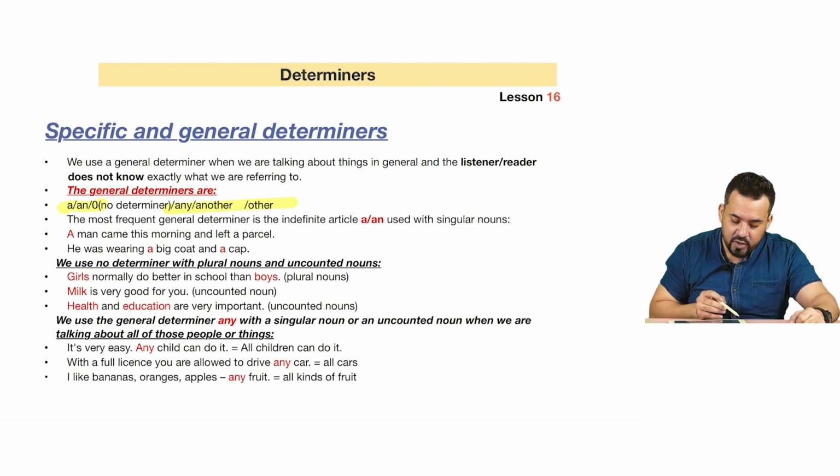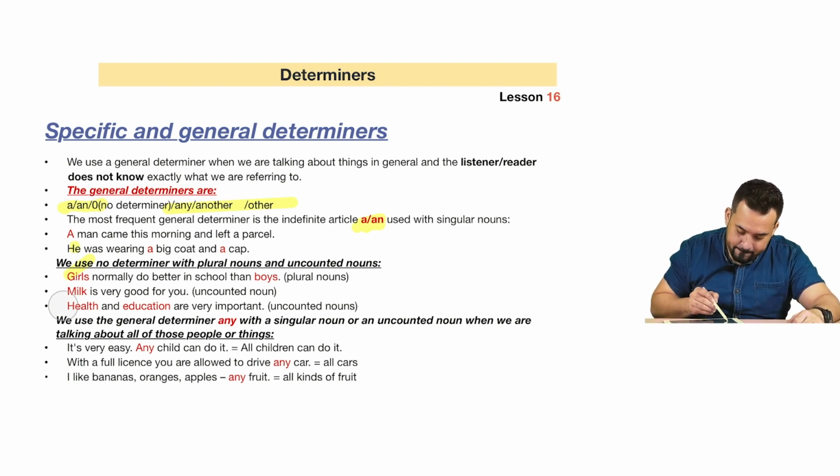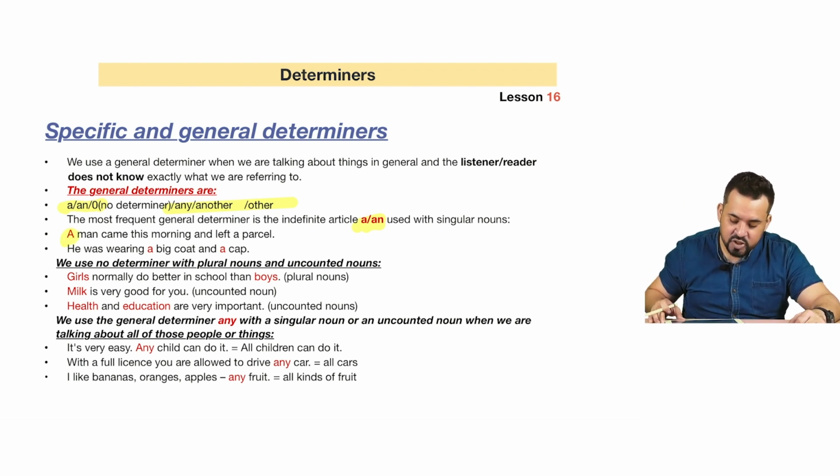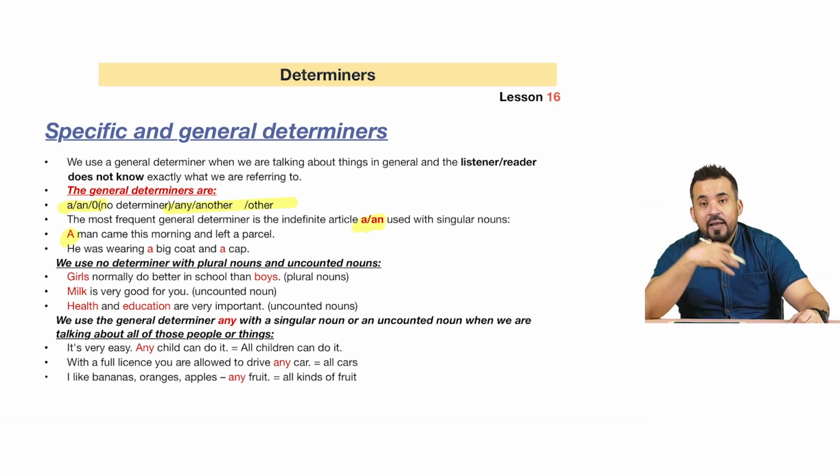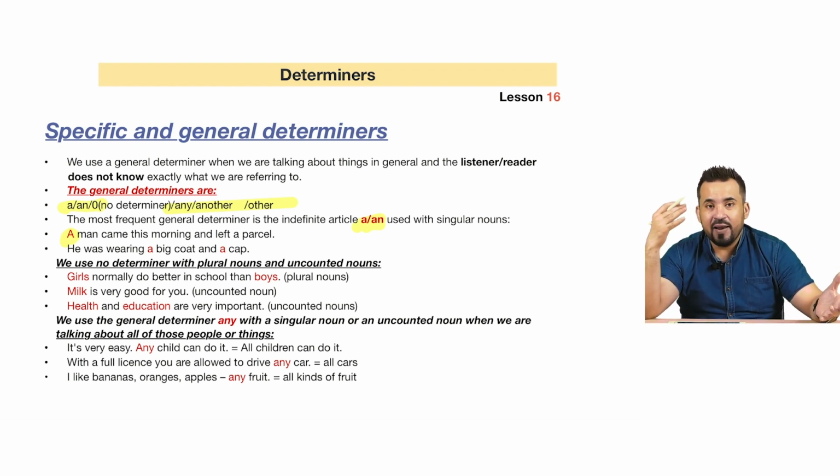So let's take a look. A and an, no determiners, any, other, or another, those are general determiners. The most frequent general determiners are the indefinite articles a and an, used with singular nouns. Let's take a look at some examples. A man came this morning and left a parcel.